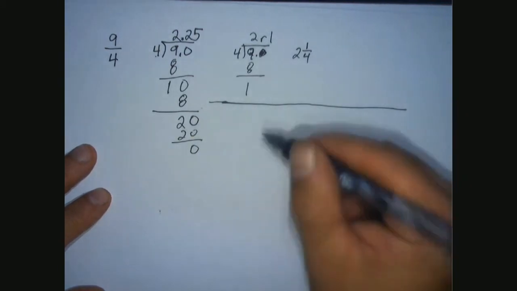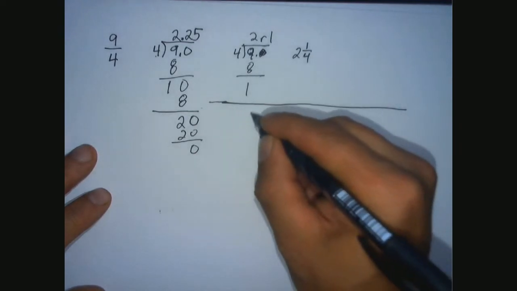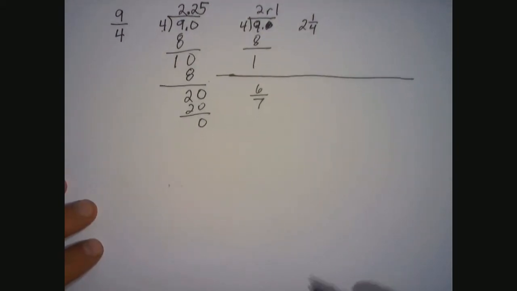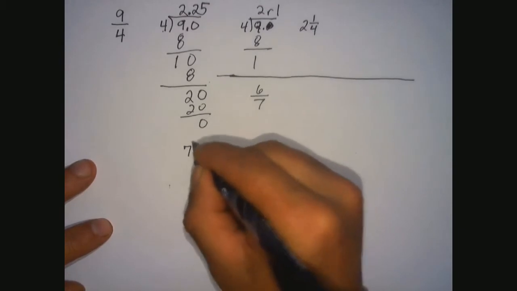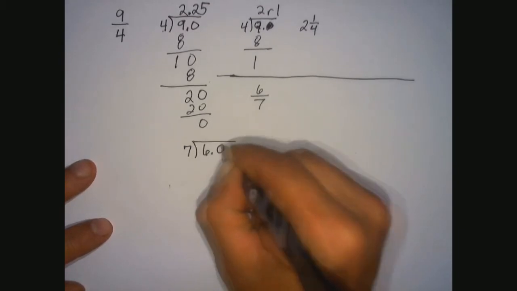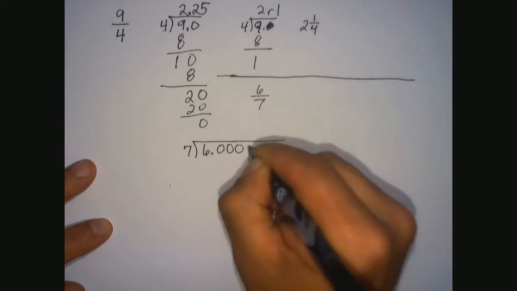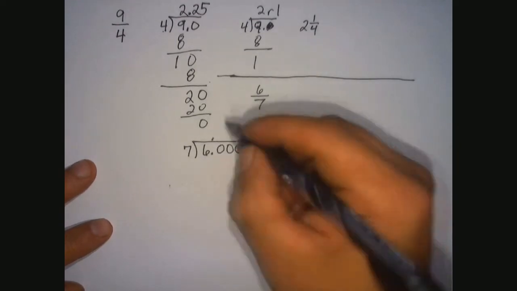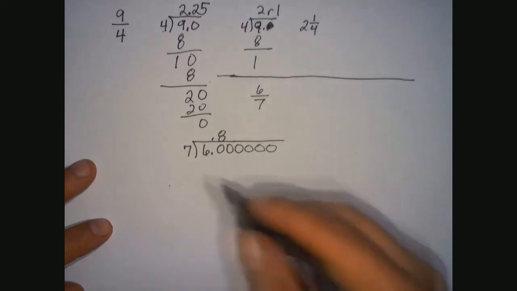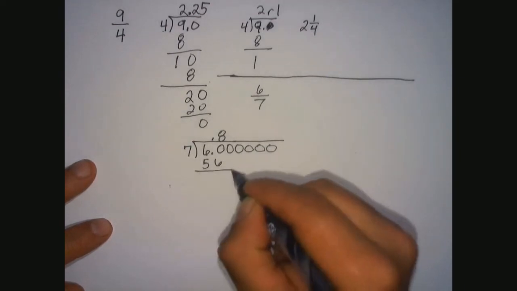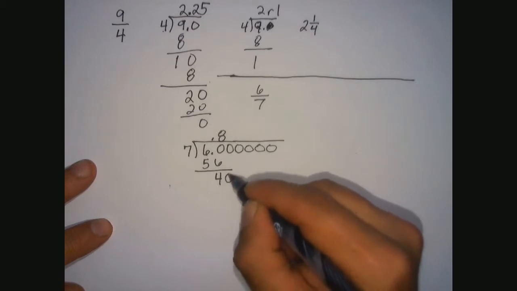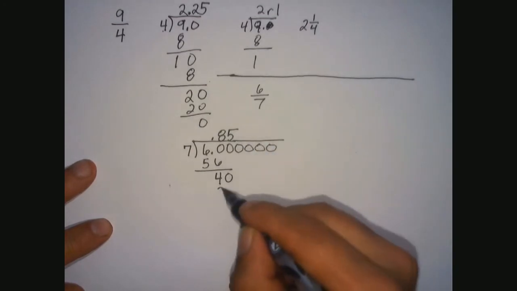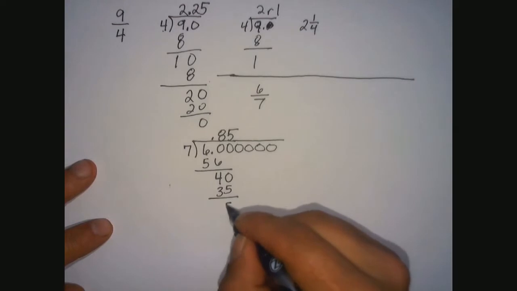Okay, what about, let's do one with 7 in it. 6/7. Okay, this one's a little trickier. Okay, so the denominator goes into the numerator. And I'm going to put a couple zeros out here because I know I'm going to need them. Okay, 7 doesn't go into 6, but 7 goes into 60 how many times? 8 times. And 8 times 7 is 56. And we subtract. We get 4, bring down a 0. 7 goes into 40 5 times, and 5 times 7 is 35. 40 minus 35 is 5, bring down a 0.